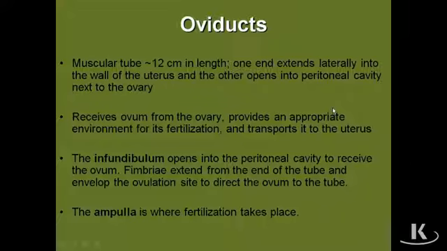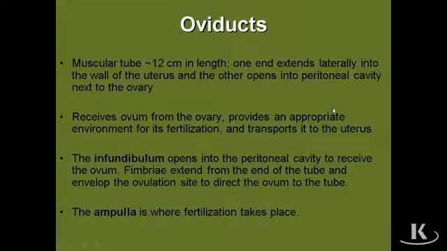After the uterine tube receives the ovum from the ovary, the oviduct provides an appropriate environment, particularly in its ampulla, to transport that ovum, fertilized or not, along its length to the uterus. The infundibulum opens into the peritoneal cavity, as we say. It receives the ovum. Fimbria extend from the end of the tube and help envelop the site of ovulation to direct the ovum into the uterine tube.